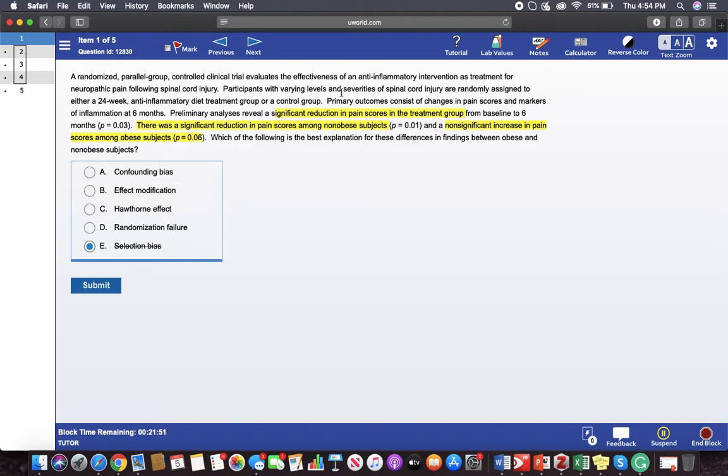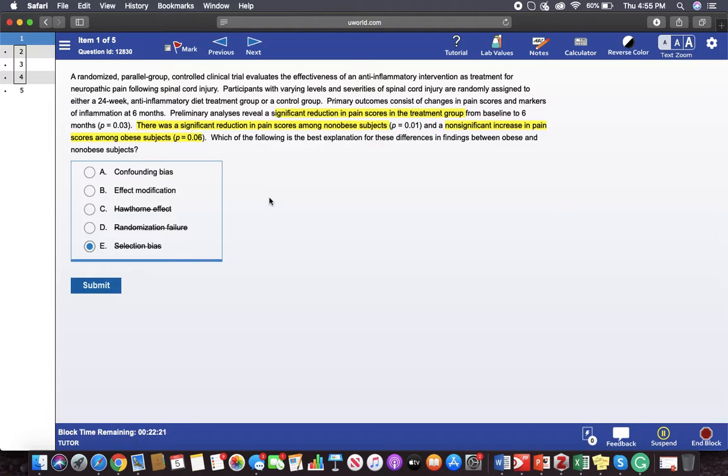Selection bias doesn't seem to happen in a randomized control study where participants are carefully selected, as you can see by this sentence. And it's also not a randomization failure. You see a statistically significant difference in the treatment versus control, and it's a randomized study. Hawthorne effect makes no sense, so not that. But it's between confounding and effect modification.